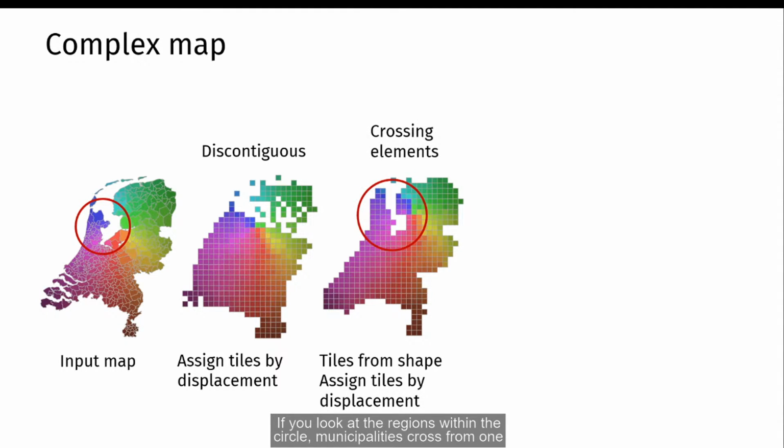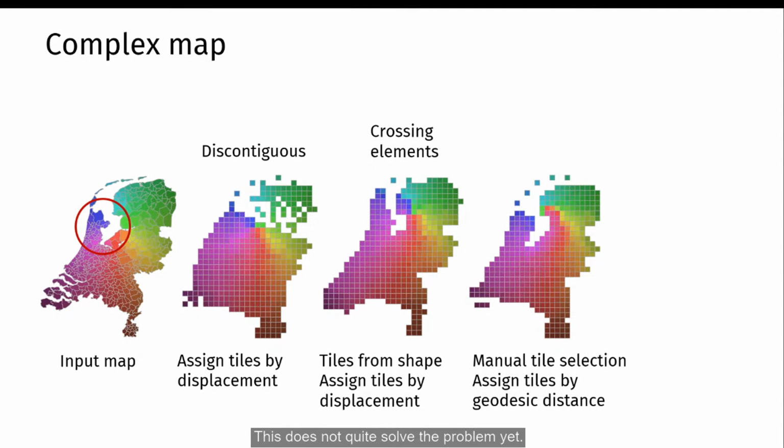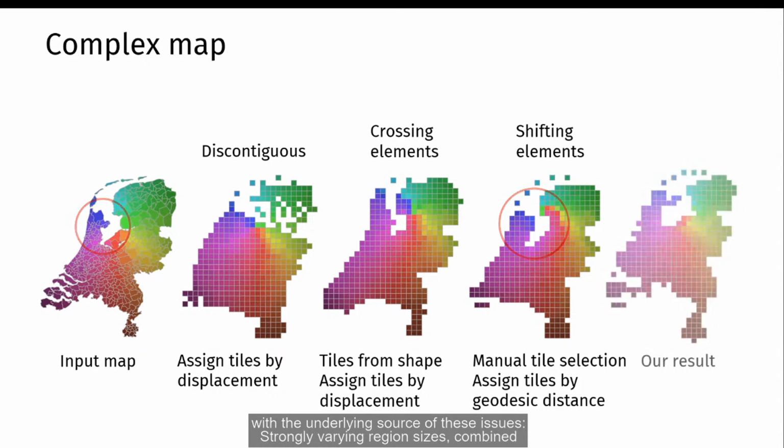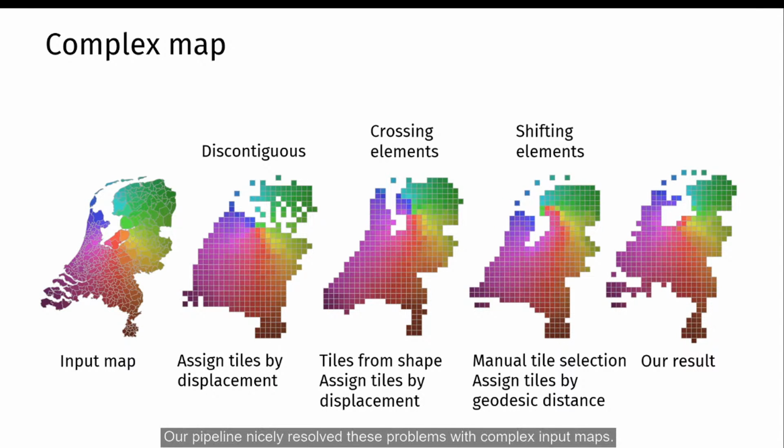If you look at the region within the circle, municipalities cross from one side of the lake to the other, which strongly violates the local shape facet. To solve this, one could try to use a more shape-aware displacement metric, such as geodesic distance. This does not quite solve the problem yet. Municipalities still end up on the other side of the lake, although they now shift alongside its boundary instead of crossing it. What we need is a method that can cope with the underlying source of the issues, strongly varying region sizes combined with a complex shape. Our pipeline nicely resolves these problems with complex input maps.